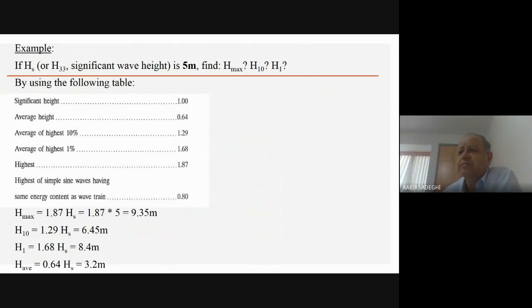For example, we call something significant wave height, which is mostly used for designs. For design of a lot of structures, I told you for breakwaters, the old system was significant wave height. They changed to H10. And there is the average wave. There is the average height of top 10%, the average height of top 1%, and the highest. Highest is unique, it is 1.